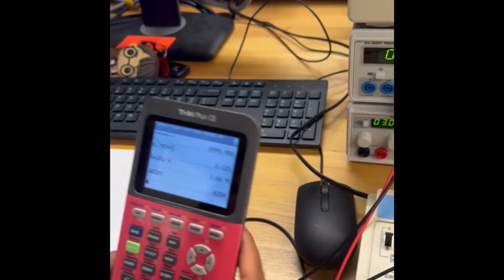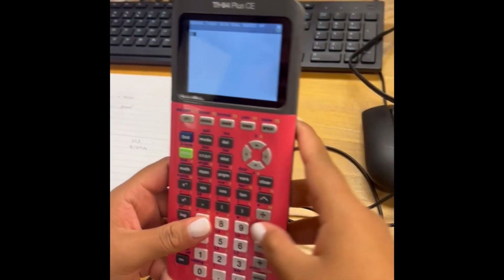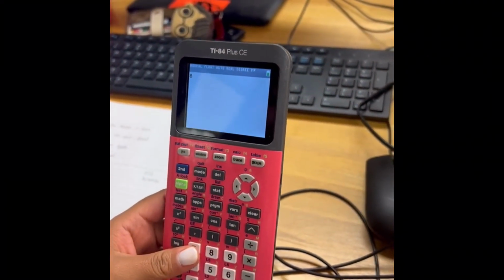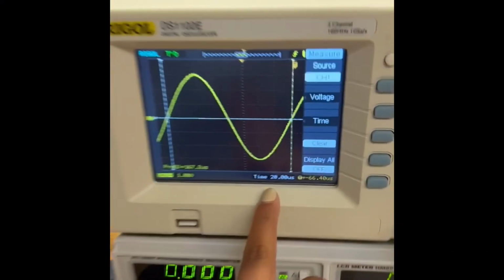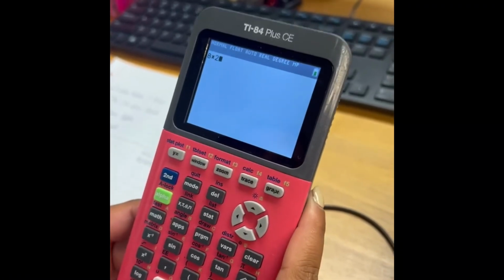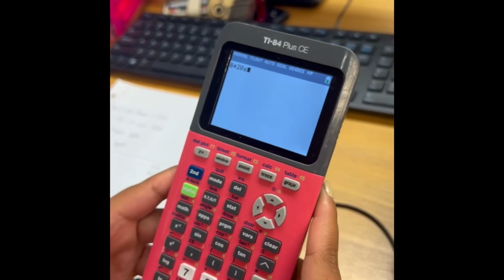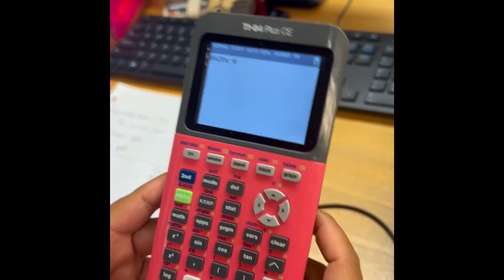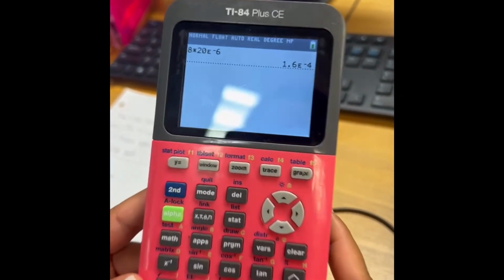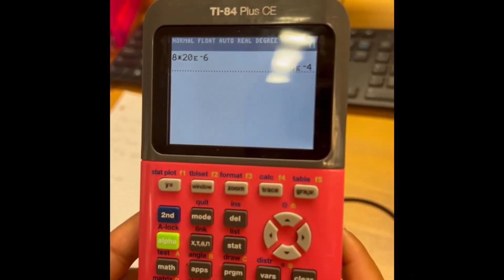So we're going to take our calculator. We're going to input 8 divisions, and we're going to multiply that by the time of each division, which on the oscilloscope says 20 microseconds. So we're going to input that into the calculator. 8 times 20, EE to the negative 6. We get that number, which is equivalent to 0.0016 or 1.6 microseconds.